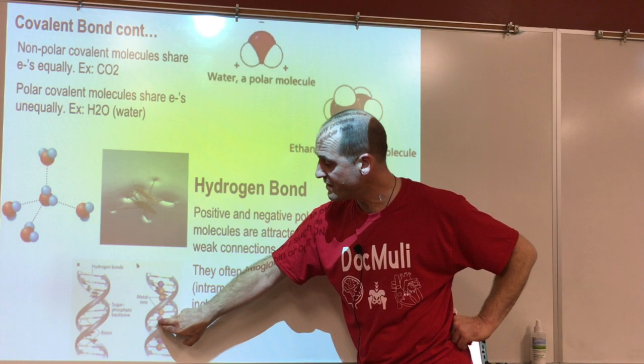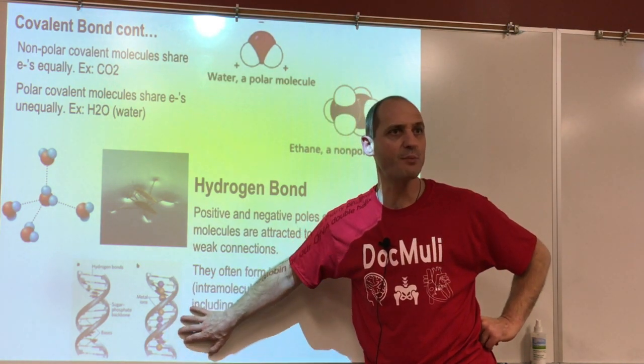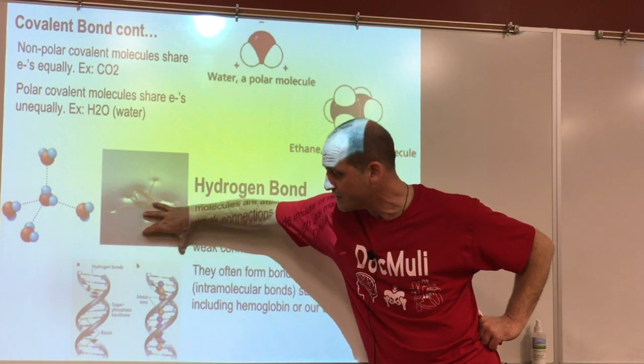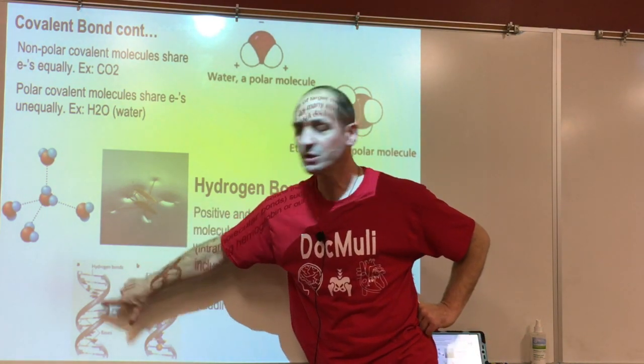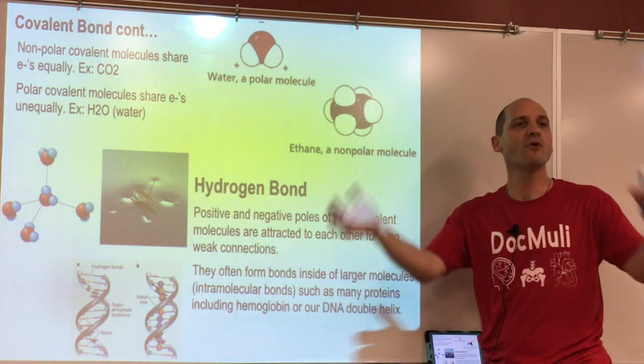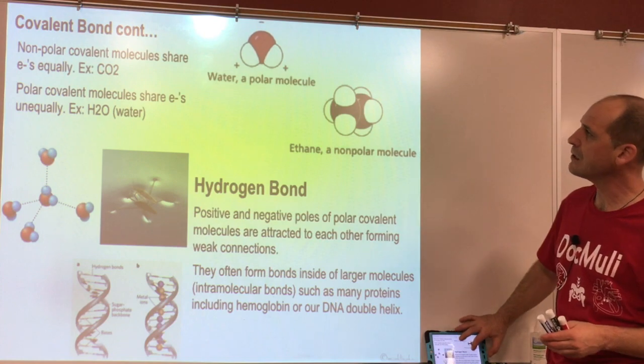But when we copy this material, when we divide cells, for example, or we want to make protein, we have to unzip these ladders in between. And so they have hydrogen bonds in between, and so they're fairly easy to break, and then fairly easy to come back together, because they're attractions. So that's kind of cool.